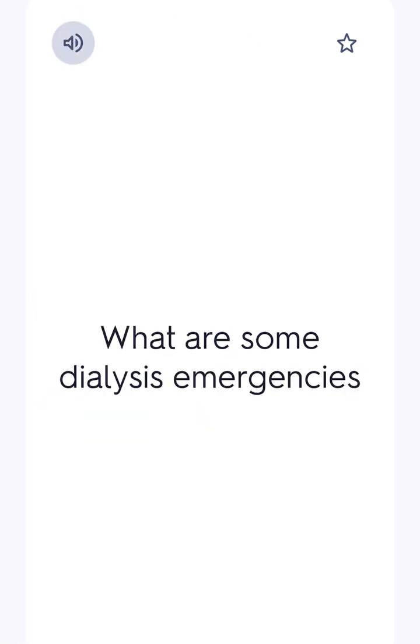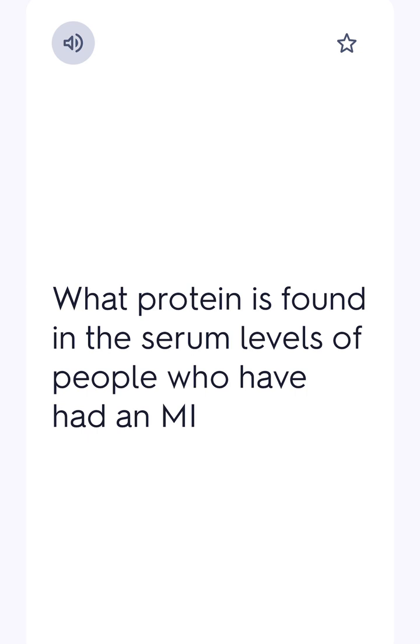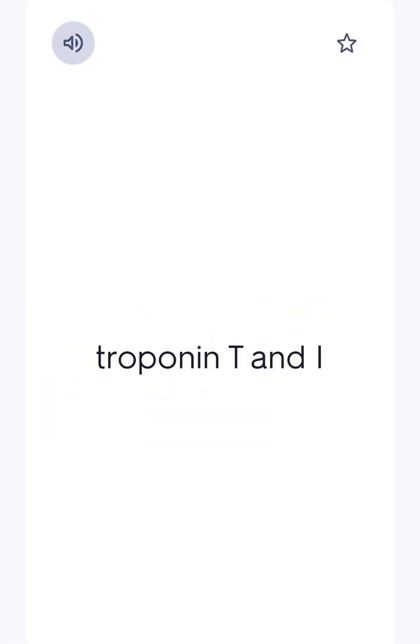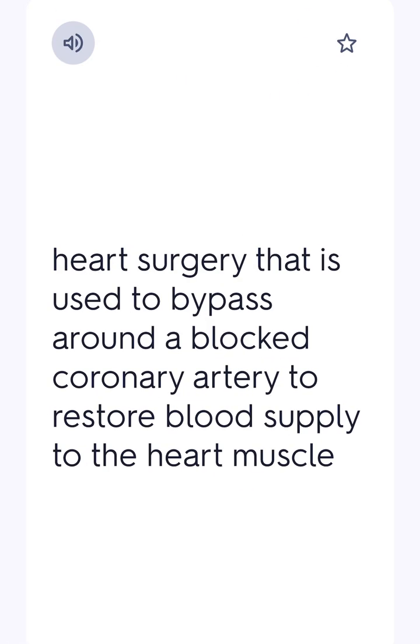What are some dialysis emergencies? Hypotension, severe hyperkalemia, hemorrhage, air embolism. What protein is found in the serum levels of people who have had an MI? Troponin TnI. What best describes CABG? Heart surgery that is used to bypass around a blocked coronary artery to restore blood supply to the heart muscle.